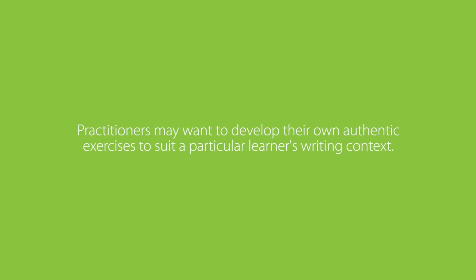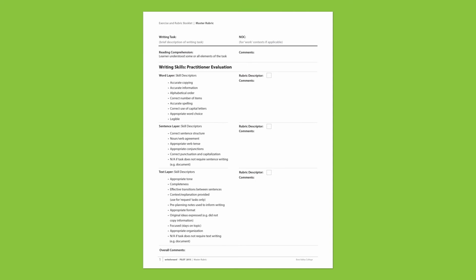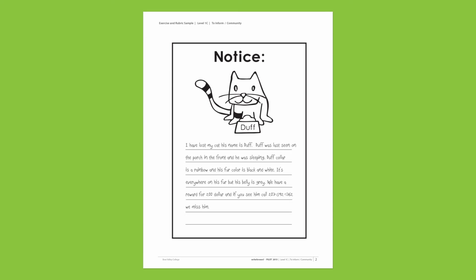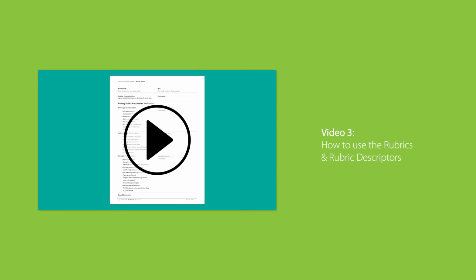Practitioners may want to develop their own authentic exercises to suit a particular learner's writing context. The master rubric will provide the rubric template for deciding what skills or writing strategies you will focus on. The master rubric is to be used when you are making your own exercises. There are 3 sample exercises with completed rubrics to demonstrate the marking and to help you feel more confident with this process. Again, there is a short video to walk you through the rubric.